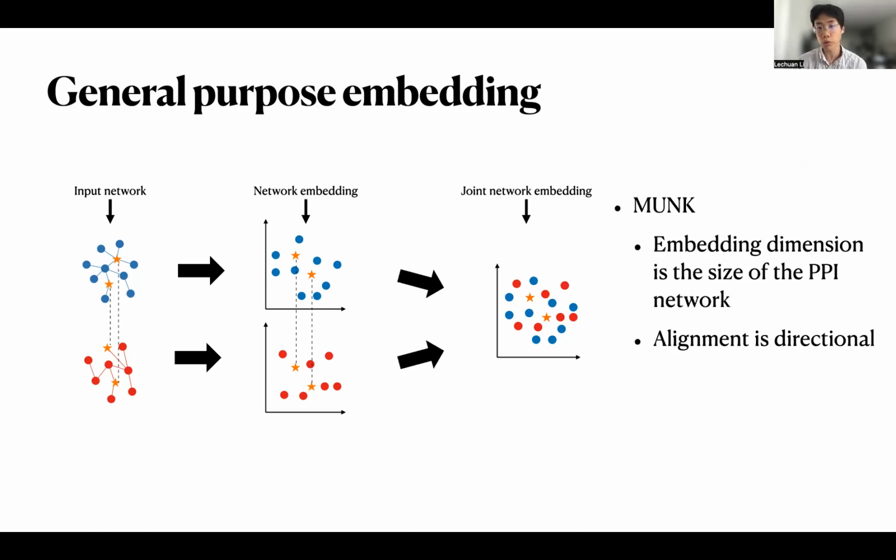One existing approach that uses this kind of idea is the MONK method, but it has two major shortcomings. The first is that its embedding dimension is the size of the PPI network, which for biological networks is usually on the scale of thousands or 10,000. This number is too large for downstream analysis. The second is that their alignment is directional, which means aligning human to mouse or aligning mouse to human will give different results. This is also annoying for downstream analysis.